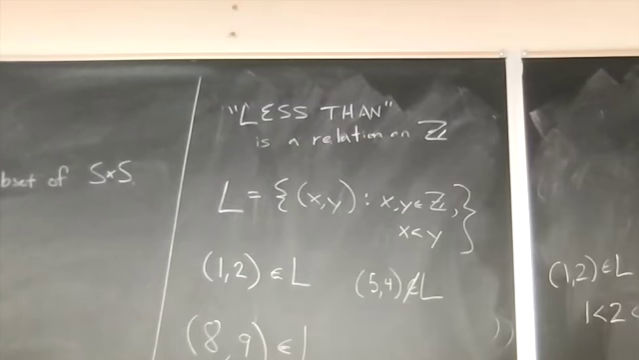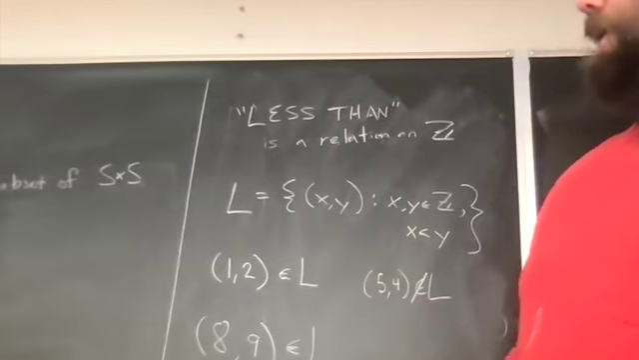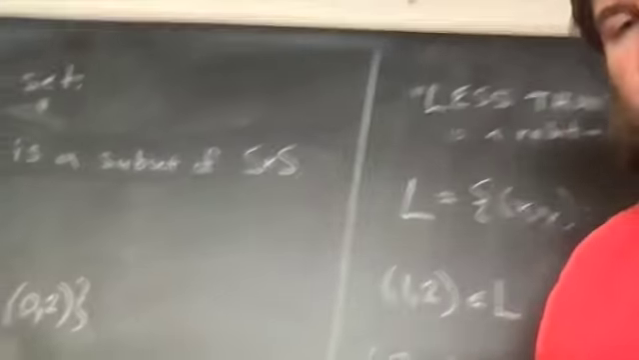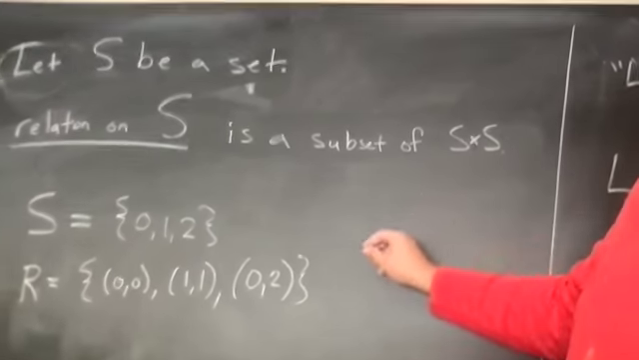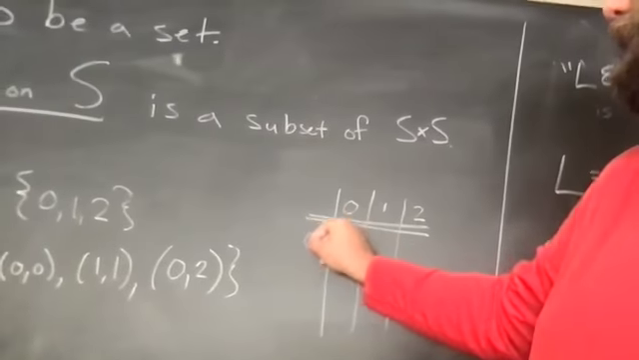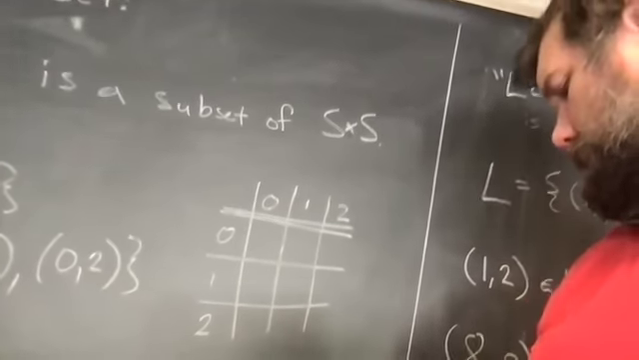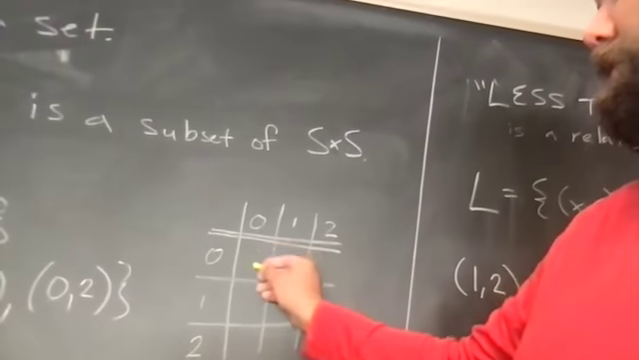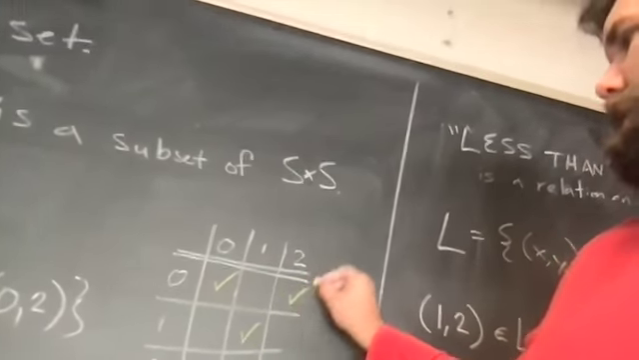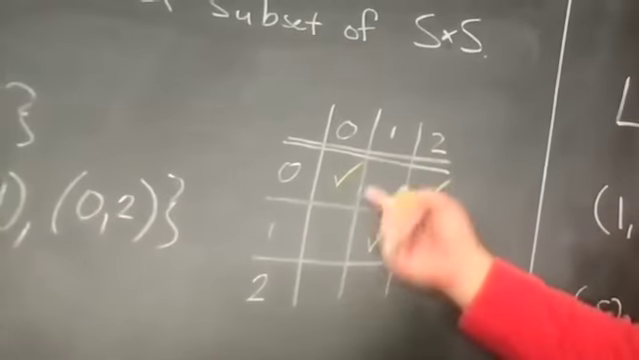If you have a finite relation, it's possible to visualize it using a table or a directed graph. Now I can't do that here, but if I look at my original example where I defined R to be 0, 0, 1, 1, 0, 2, because this is finite, the set S, I can list out 0, 1, and 2, and then I can think about putting some kind of symbol here if this pair is in the relation. So 0 is related to 0, 1 is related to 1, and 0 is related to 2. And I can visualize it that way.